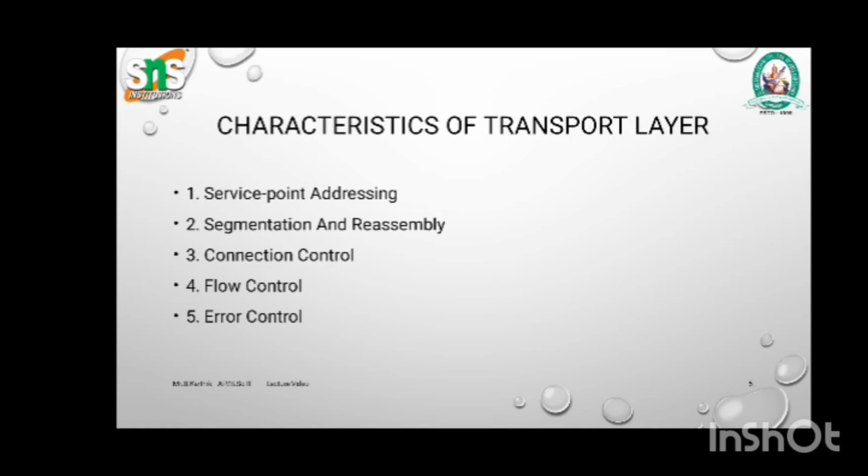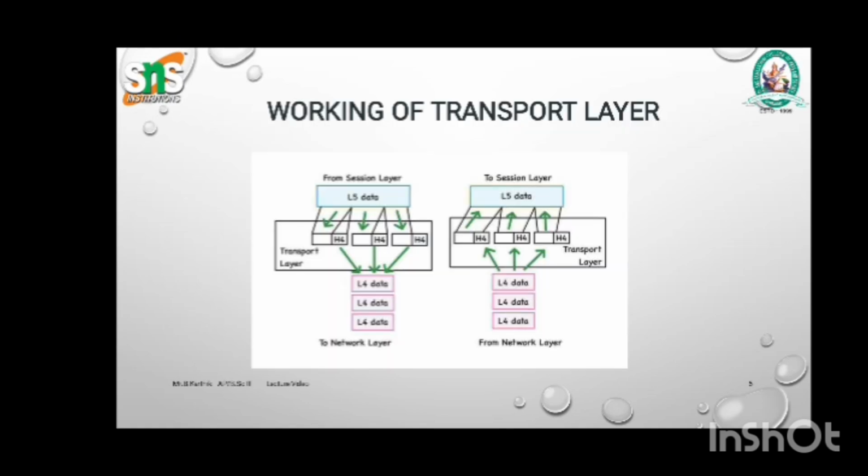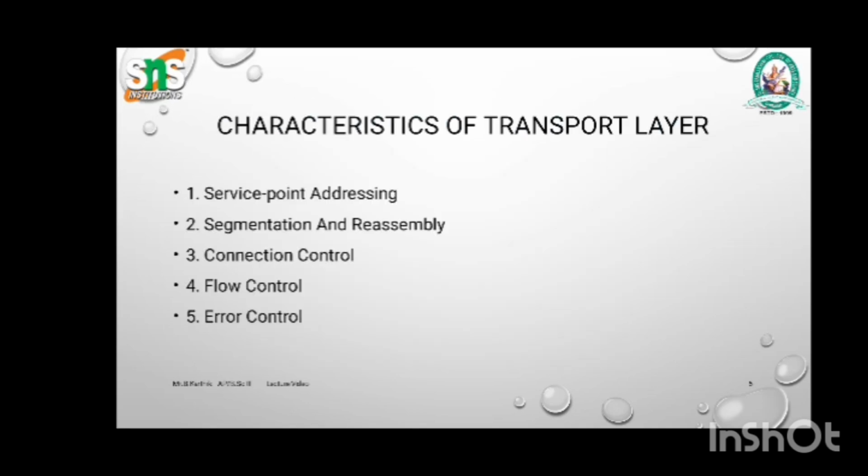The header with the address known as the service point address or port address is added by the transport layer. Next, segmentation and reassembly: the message is split up into numerous segments by the transport layer when it receives it from the top layer. Each segment is given a unique sequence number to identify it for assembling. The transport layer reassembles the message based on sequence numbers at the destination.